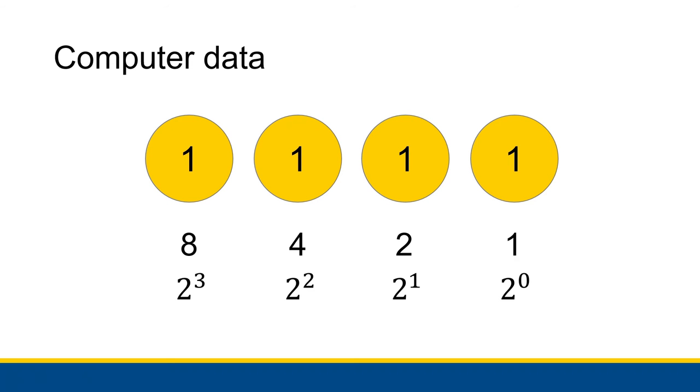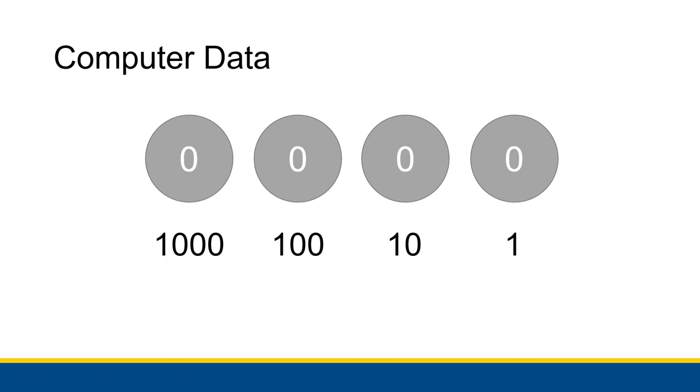Now, the reason why we specifically choose 1, 2, 4, and 8 is because they're associated with the different powers of 2. 2 to the 0, which is 1, 2 to the first, which is 2, 2 to the second power, which is 4, and 2 cubed, which is 8. And this might seem a little bit unintuitive at first until we compare it to the base 10 numbers that we're used to. So what I have here is a representation of the base 10 numbers right here.